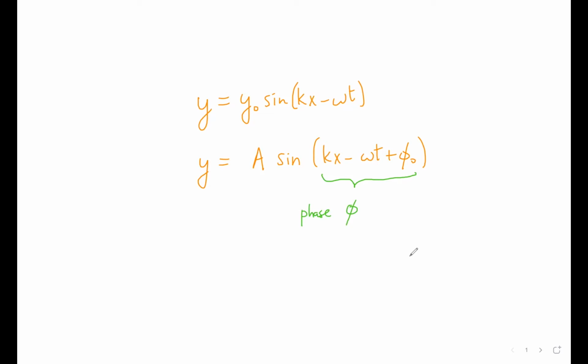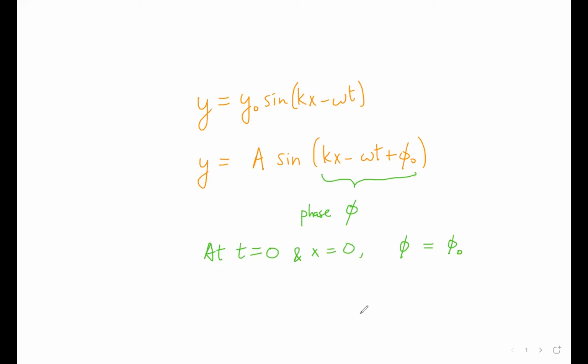It basically tells us at which point in the oscillation we are. Are we at a peak? Then the phase must be pi over 2 or something similar to that. Are we at a minimum? Then the phase must be minus pi over 2. Is y equal to 0? Then the phase must be either 0 or pi.